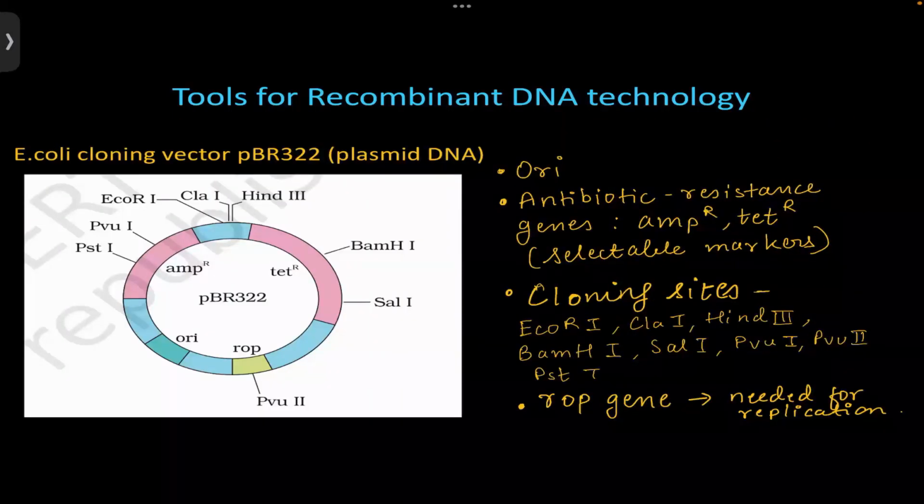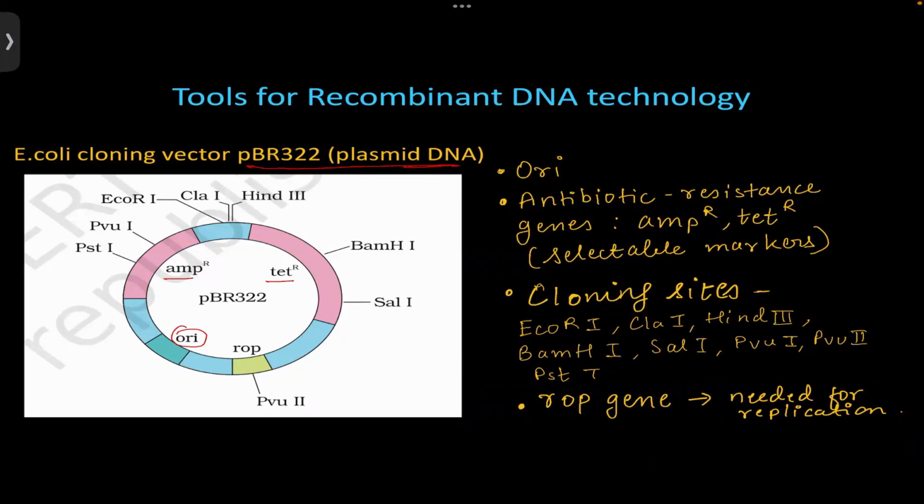Now in this figure is given a plasmid DNA named pBR322. This plasmid DNA is originally taken from E. coli bacteria. In this figure, you can see a few regions. First is the ORI, or origin of replication, from where the replication process starts. Next, there are antibiotic resistance genes: the ampicillin resistance gene AMPR and the tetracycline resistance gene TETR.